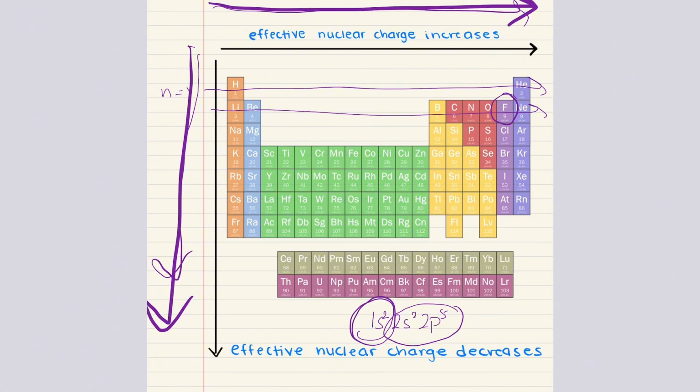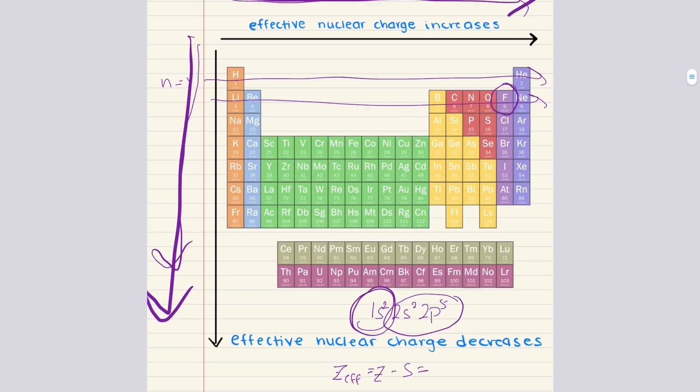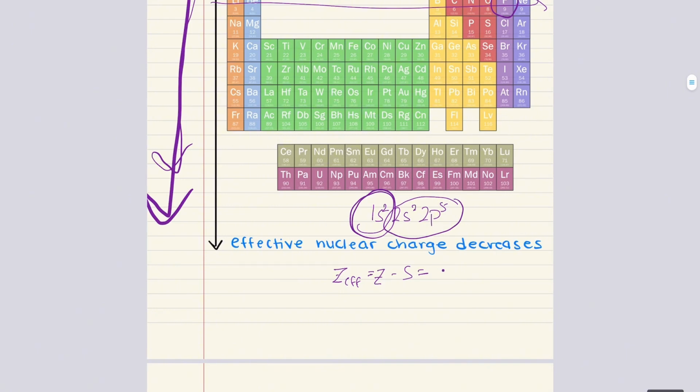Now that we know the number of core electrons and the atomic number for fluorine, we can go ahead and calculate the effective nuclear charge. It's going to be equal to Z minus S. Z is the atomic number. S is the number of core electrons. So this is going to be 9 minus 2. That's equal to positive 7. This means that the valence electrons in fluorine feel an effective nuclear charge of +7.